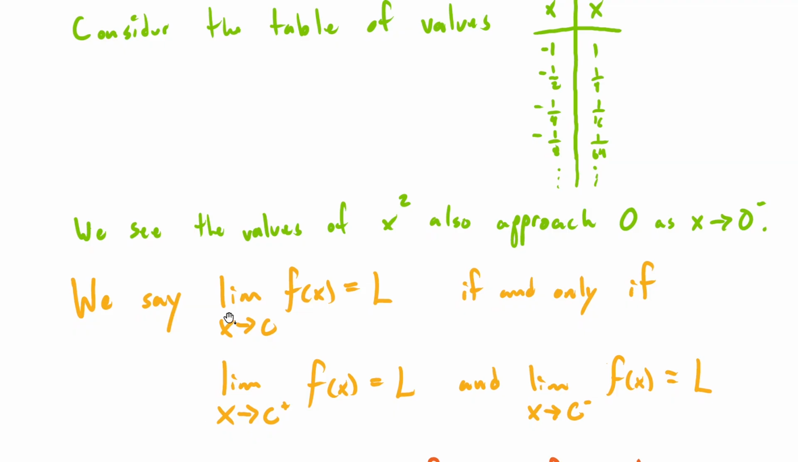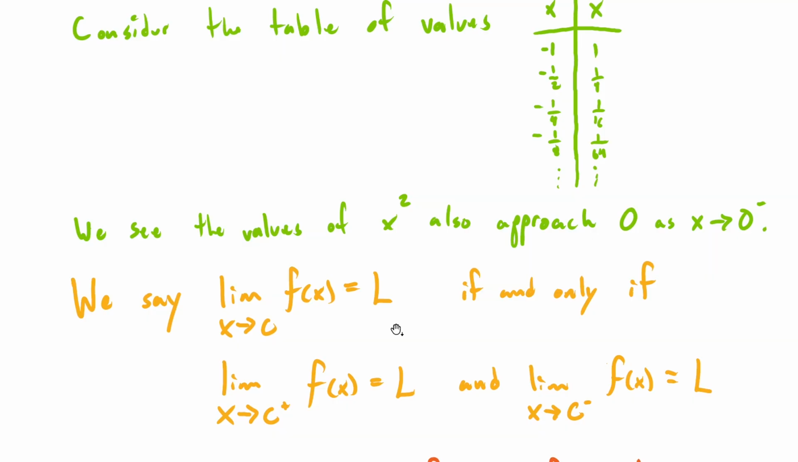Now, you might have noticed that the first collection of symbols we used for the limit didn't have a plus or a minus in it. In order to say that the limit of f of x as x approaches c is equal to L, we need to make sure that both the approach from the right and the approach from the left give me the same thing. We only say that this limit is equal to L if the right and left limits are also equal to L. This is an if and only if condition.